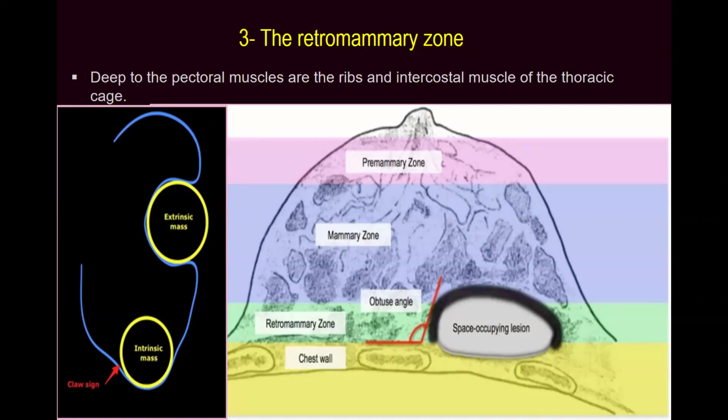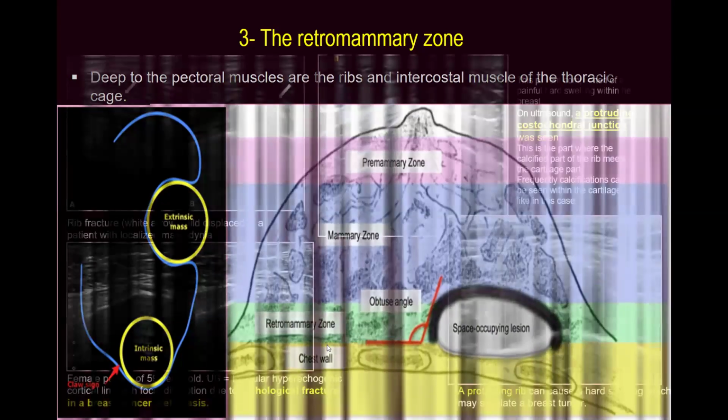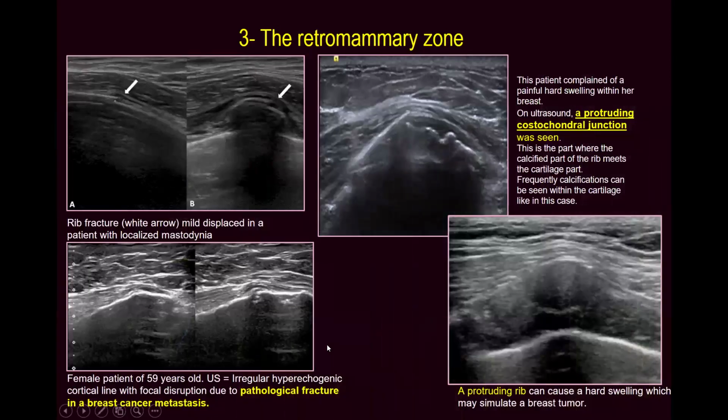If renal lesions are within the renal, they will give a claw sign. If it is suprarenal and infiltrating or giving a mass effect into the renal, it will be an extrinsic mass and it will give an obtuse angle. And the same here in the breast. If it is from the chest wall, the angle will be an obtuse angle. Okay, here we have different examples.